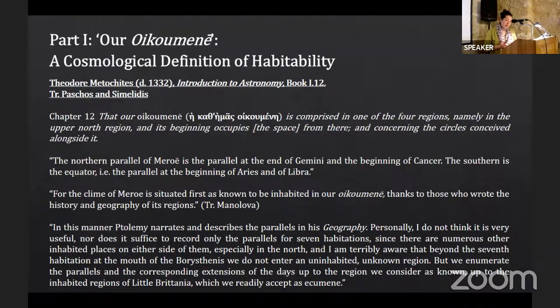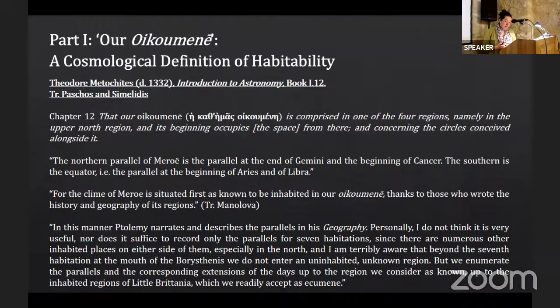But we enumerate the parallels and the corresponding extensions of the days up to the region we consider as known, up to the inhabited regions of Little Britannia, which we readily accept as Oikoumenē. As I was reading this today, I was thinking Metochitis was very European, pro-European, before he knew that was a problem for us today.